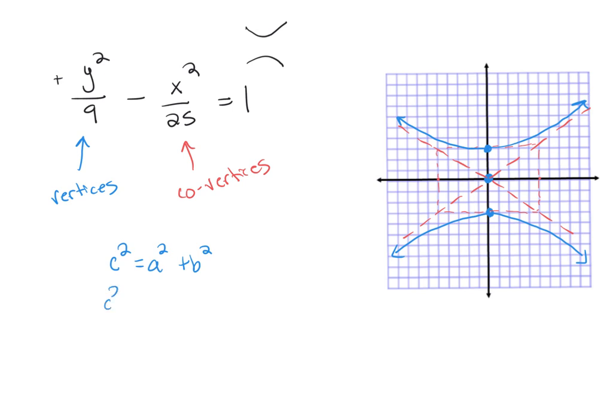So c squared equals 9 plus 25. So c will be the square root of 34, which is about 5.8. So from the center, we're going to move up and down 5.8. 1, 2, 3, 4, 5.8. And there we have your full graph of the hyperbola.